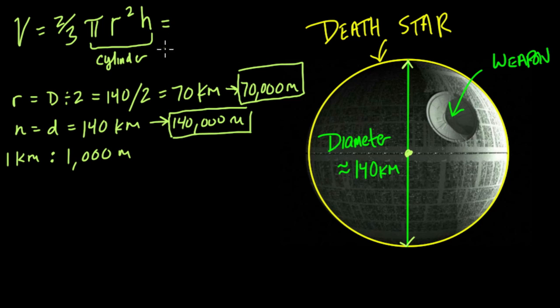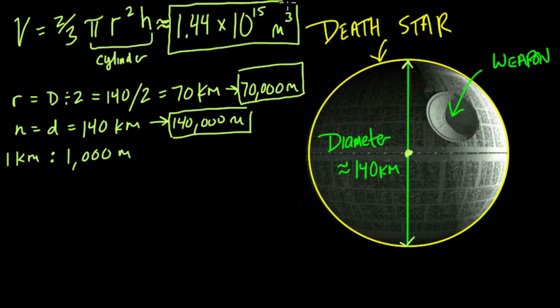If we plug that into this formula right here, we'll have 2/3 times pi times our radius squared, which is 70,000 squared, times our height. And if we work that out, we get a number. I don't need to show you those steps here. We can work that out on a calculator. But what I get is approximately, we're estimating here, 1.44 times 10 to the 15 cubic meters, because we're dealing with the volume here, so we're dealing with space. Now this is an enormous size, the volume of this shape. 1.44 times 10 to the 15th, that's in scientific notation.